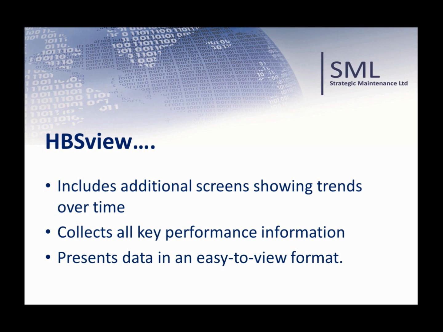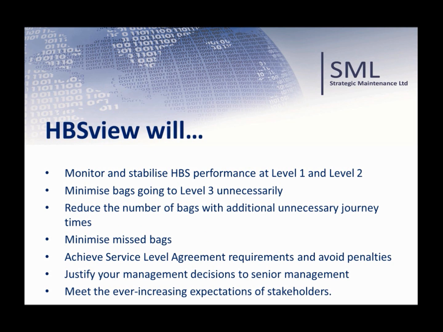HBSview has further screens which present other information showing various trends in your system over longer periods of time to help you with your review and reporting processes. In short, HBSview collects all the key performance information from the matrix server and presents it in an easy-to-view format. This enables managers to quickly and easily see the data, monitor the key performance factors, and make any decisions that will optimize their operation. HBSview is the most advanced product available on the market and is independent of any HBS equipment manufacturer.